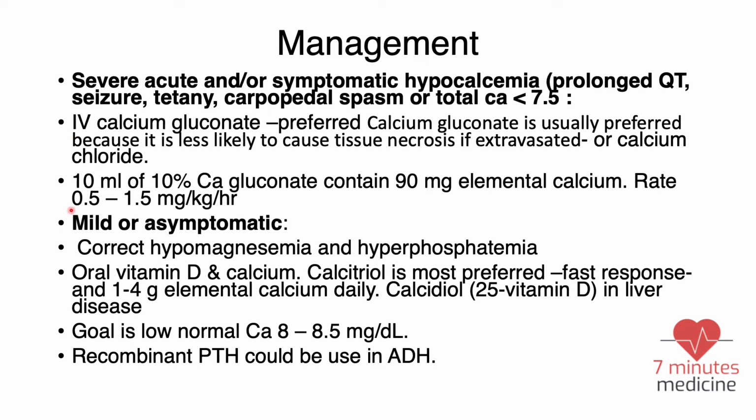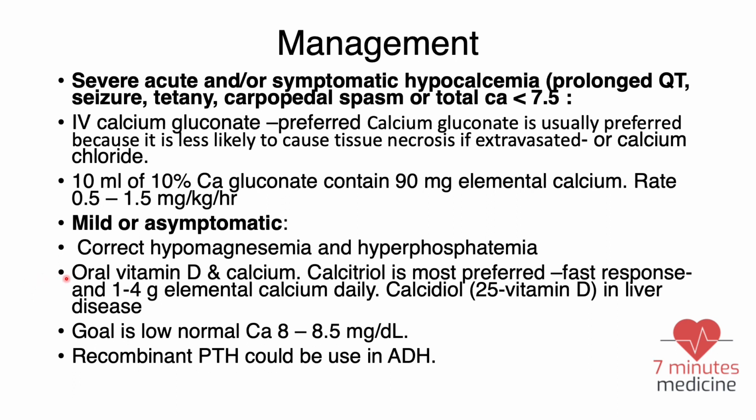So one ampoule of 10% calcium gluconate is going to contain 90 milligram of elemental calcium. And technically, we are trying to correct the calcium by giving 0.5 to 1.5 milligram per kilogram per hour. And we can do this by adding the calcium gluconate into dextrose 5% solution and making the calculation. Then if we are talking about mild or asymptomatic hypocalcemia, the first step is to correct hypomagnesemia and hyperphosphatemia, so the calcium can correct on its own. And another important thing here, even when it's severe, you still have to correct hypomagnesemia because it's very important for the calcium in the long run after you stabilize your patient.